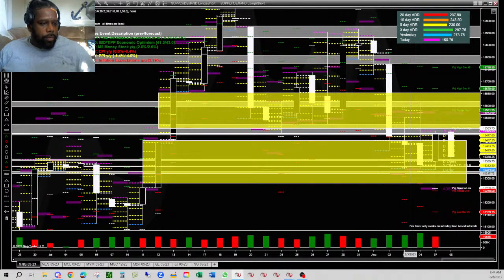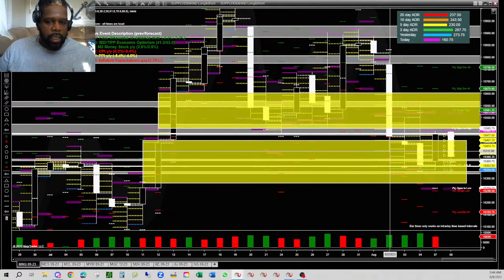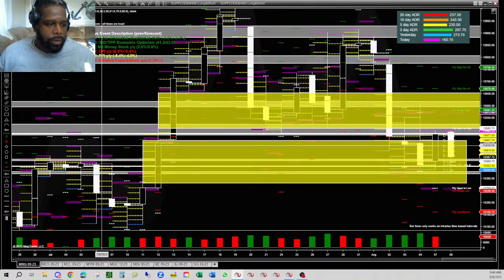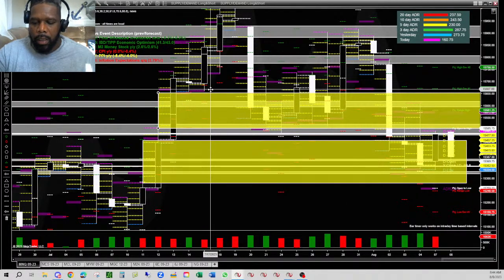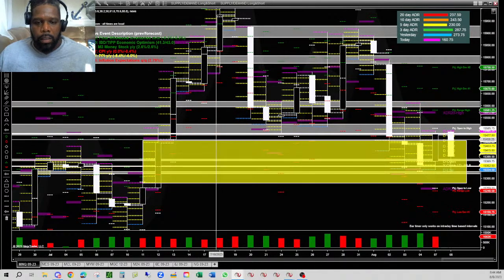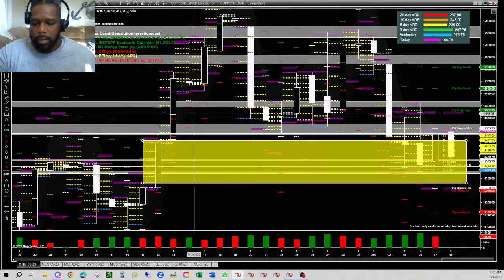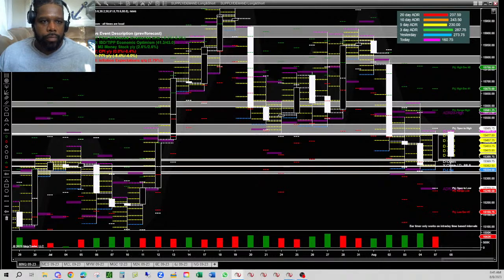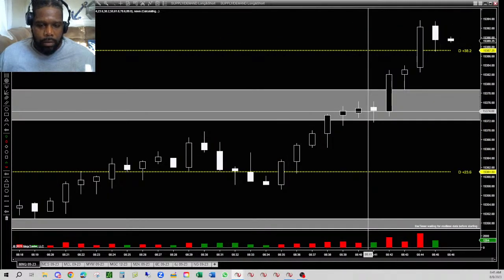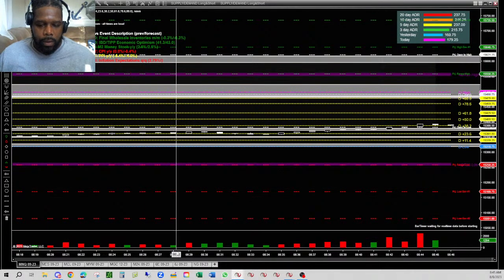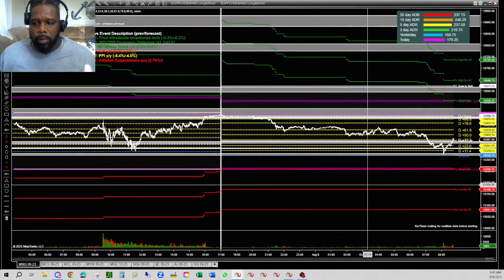So the NQ and the ES came down to a certain area, which is this area here, and it got rejected, which means that there's a lot of buyers down here. So let me bring this down to a smaller time frame. I typically like to trade on a 1 minute chart, or like to view a 1 minute chart while I'm trading Renko bars.